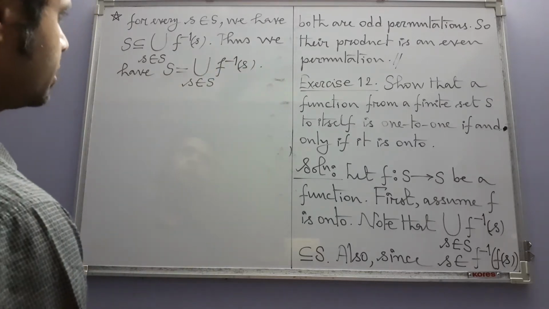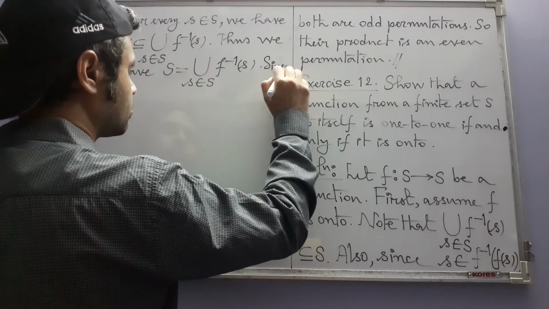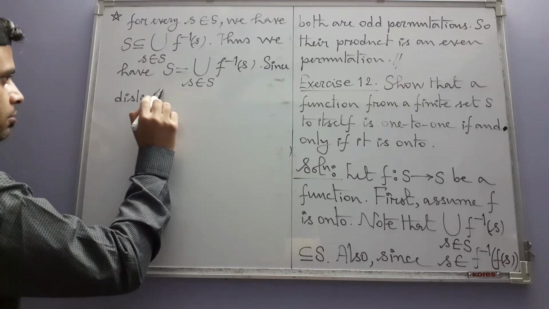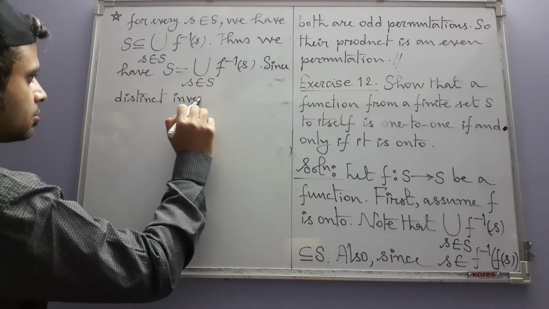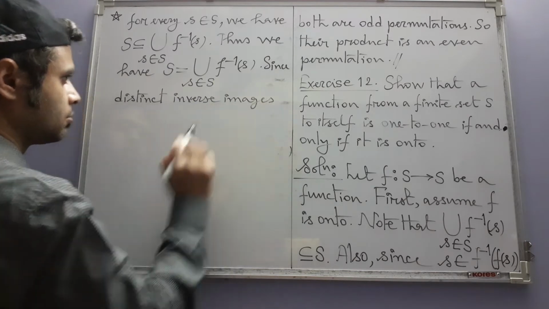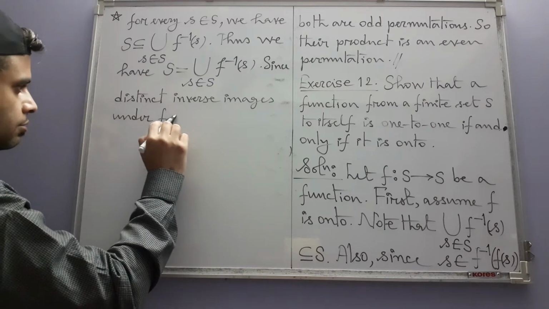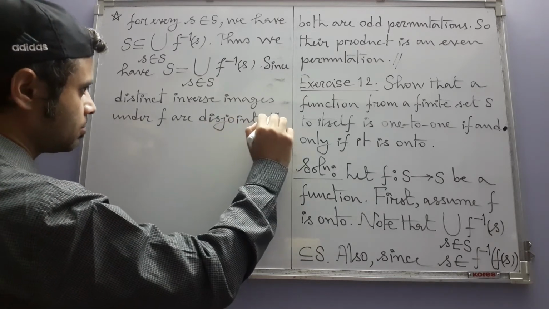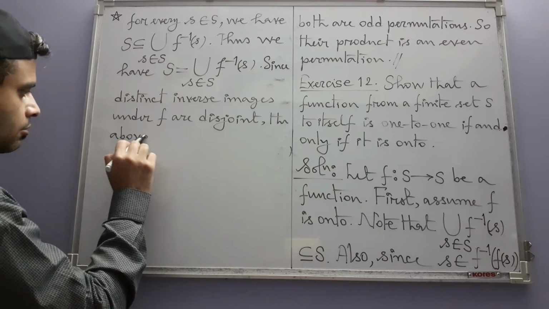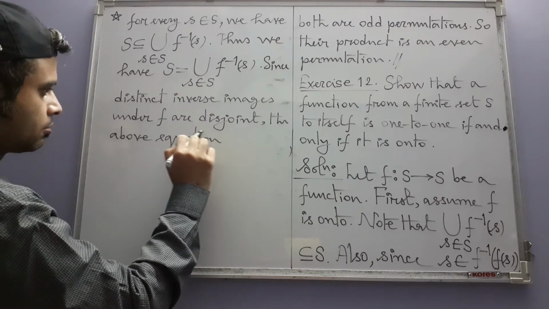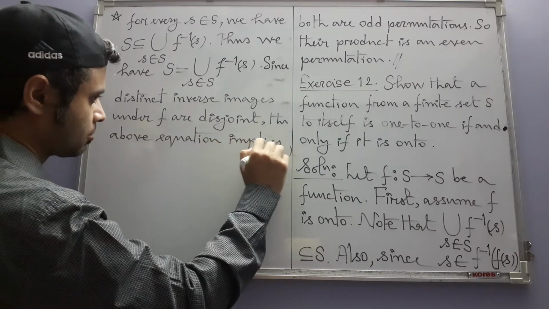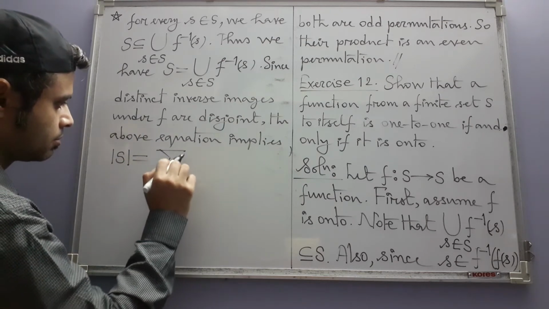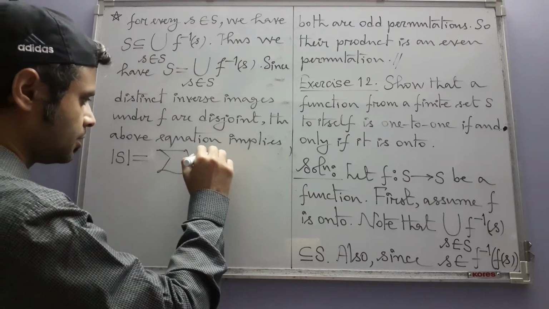Okay, our next statement is this: since distinct inverse images under F are disjoint, the above equation implies the number of elements in S is equal to the sum of the numbers of elements in these inverse images.